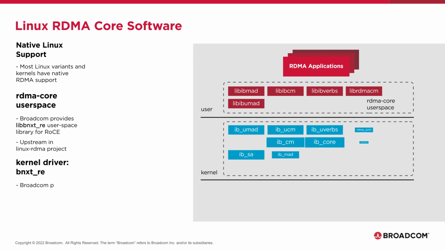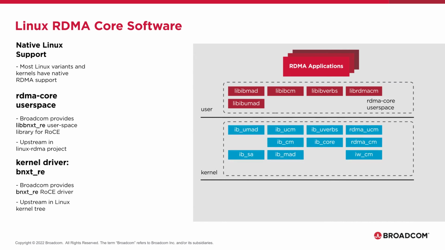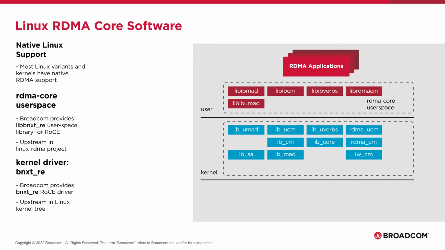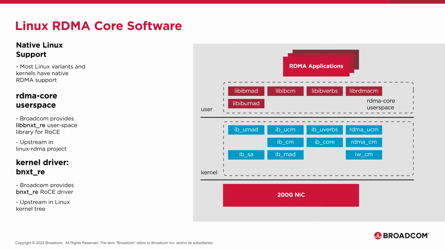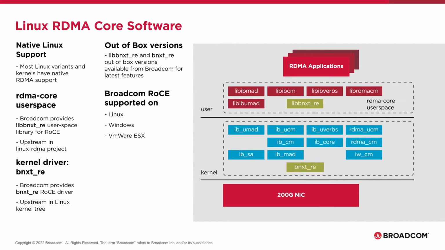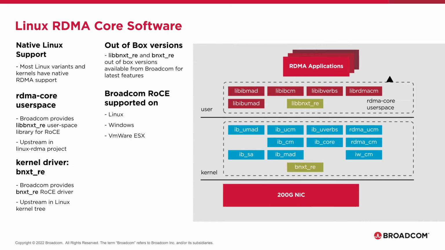The Linux software stack also consists of RDMA related kernel modules that provide the kernel part of the RDMA functionality. Below that, there is the firmware running on the NIC that programs the NIC hardware for RDMA operations. Broadcom provides a user space library, libbnxtre, and a kernel module, bnxt_re, for RoCE. These are required to use RoCE with Broadcom NICs.